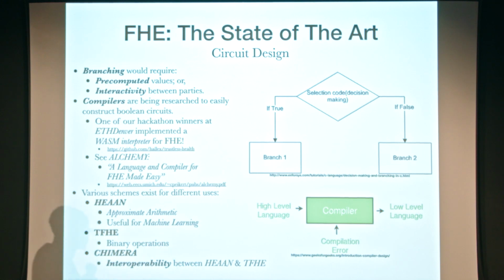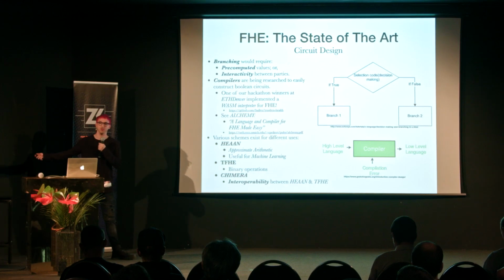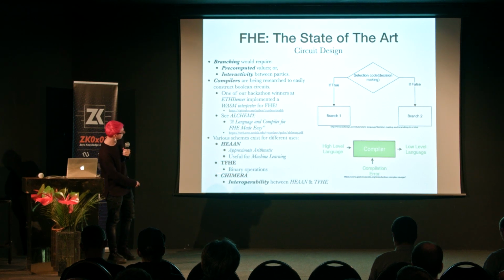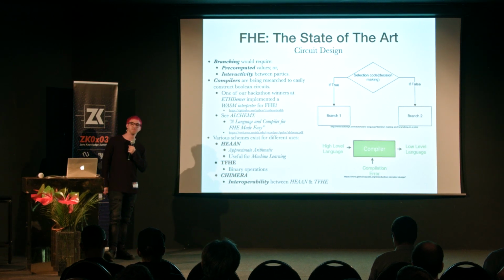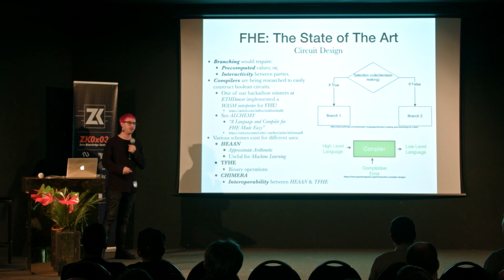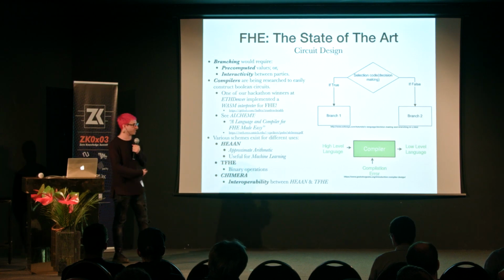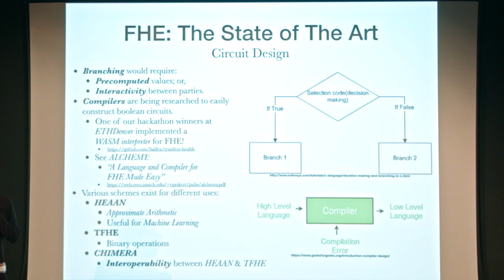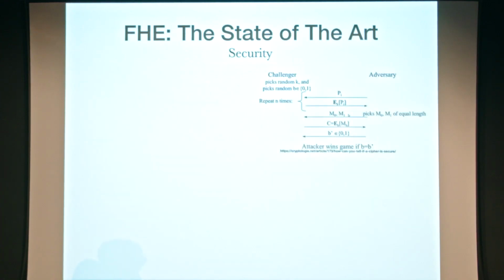TFHE uses binary operations. And say you want to do both, but you don't want to use different schemes. Well, fantastic. There's a framework for this called Chimera that is currently out there and getting some notoriety right now that we're also looking at. It allows you to have interoperability between HEAAN and TFHE, meaning you can go between the different schemes and perform computations in either.